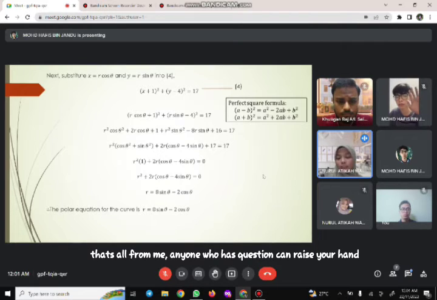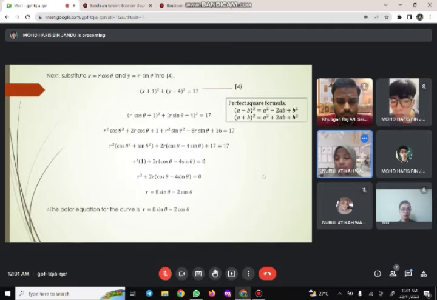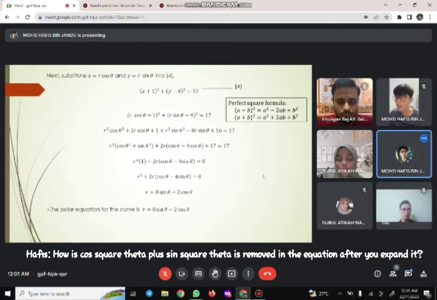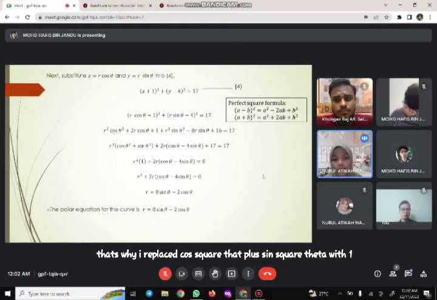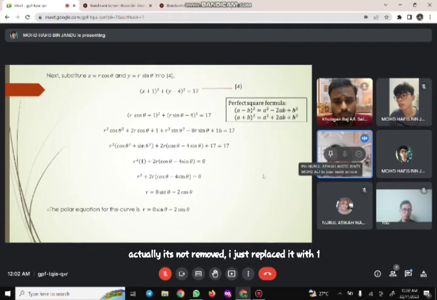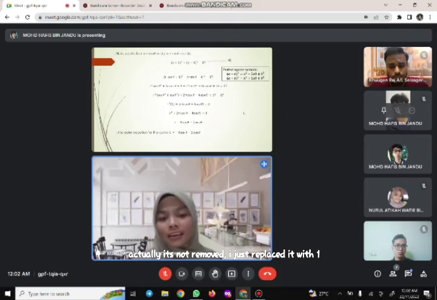That's all from me. Anyone who has a question can raise your hand. Atikah, can I ask? Yes. How is cos square theta plus sin square theta removed in the question after you expand it? Cos square theta plus sin square theta equals 1 according to the trigonometry identity. That's why I replace cos square theta plus sin square theta with 1. Actually, it's not removed, I just replace it with 1.